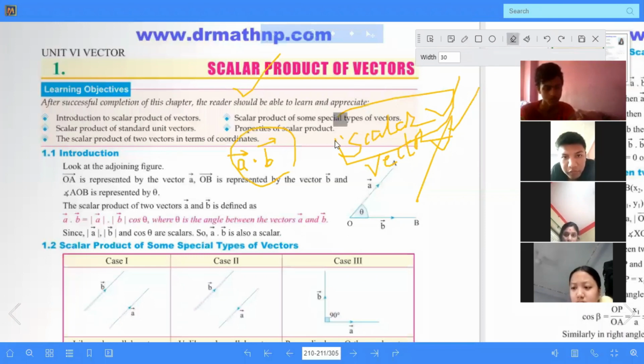So let me drop this. I think you understood all these things, right? Dot product means scalar product.